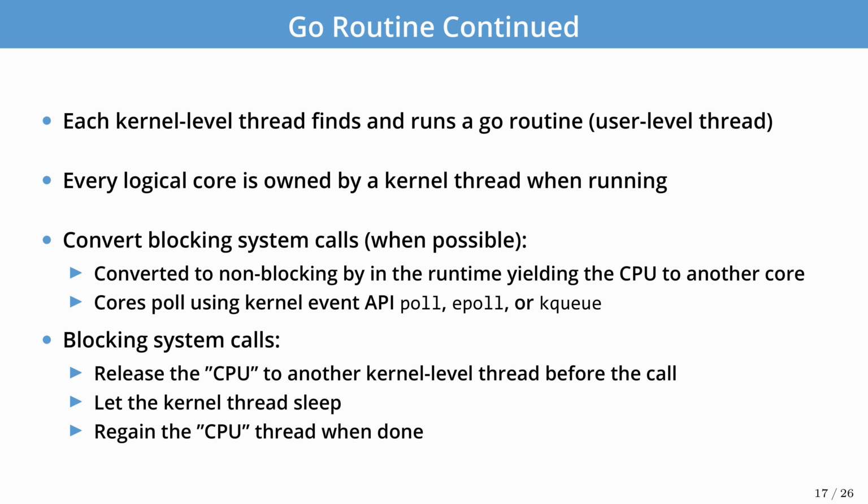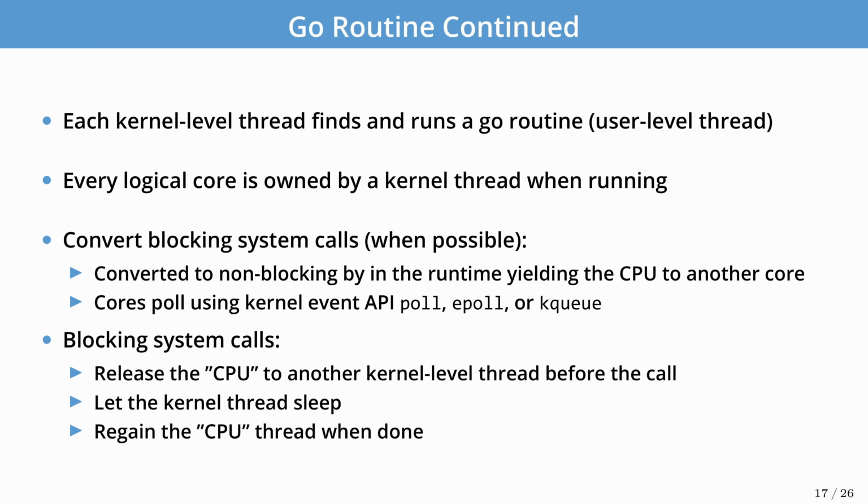Each kernel thread that's created by the Go runtime is set up to run on a different CPU and will search in its own scheduler for what Go routine it can run next. Every logical core will be owned by one of these special kernel threads. It'll attempt to decide which logical core it's running on, and then it'll try to schedule Go routines on it.